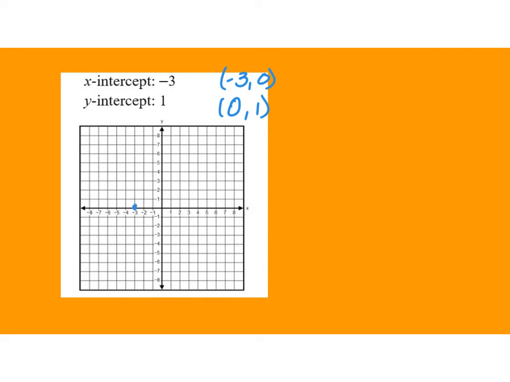So we have -3, 0, which is right here, and 0, 1, which is here. And so all we have to do is connect. Of course, I didn't do a very good job, but there is our line. From there, with the points or the graph, you can find your slope, you can write an equation, and all of the above.